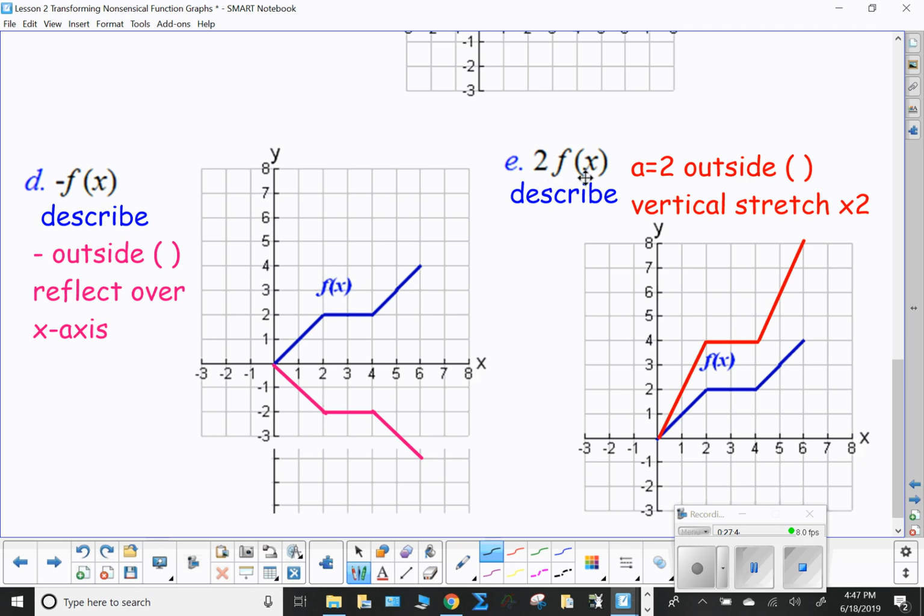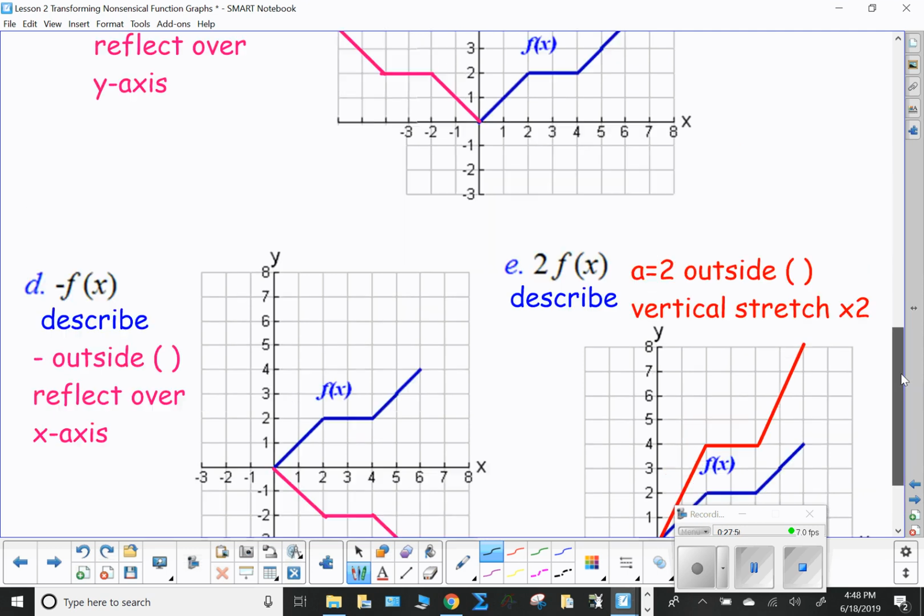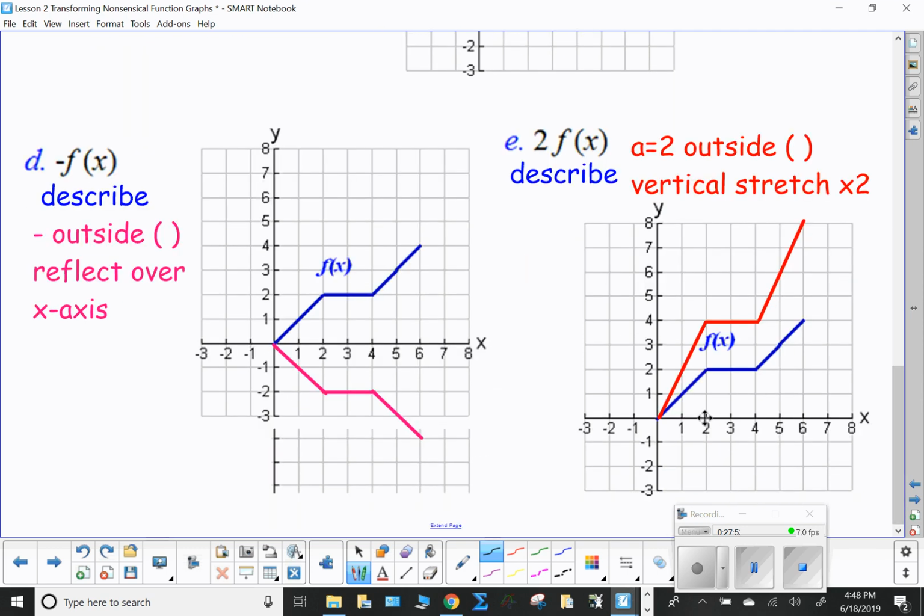2 times f of x. 2 is outside the parentheses, therefore I'm going to affect the up-down or the vertical. So this is a vertical stretch times 2. Notice every y value was multiplied by 2.